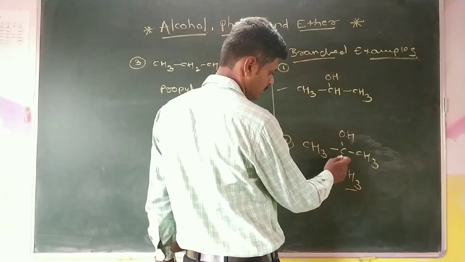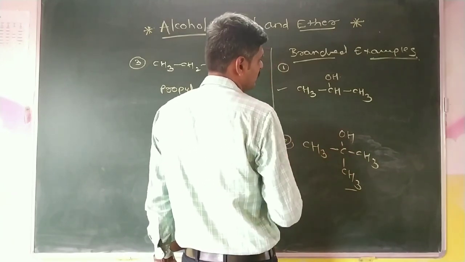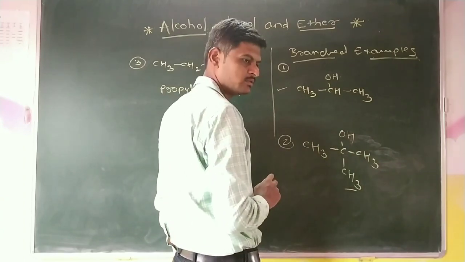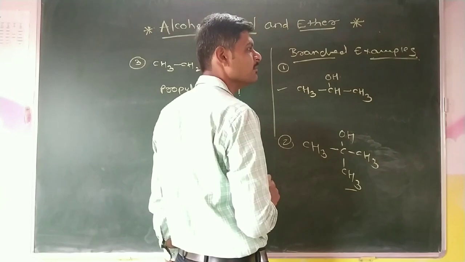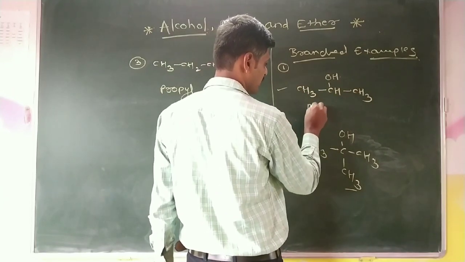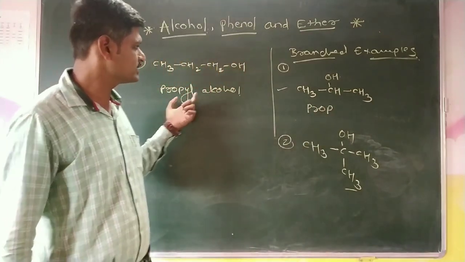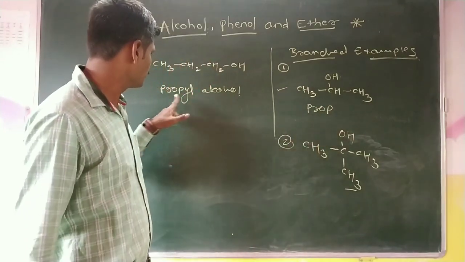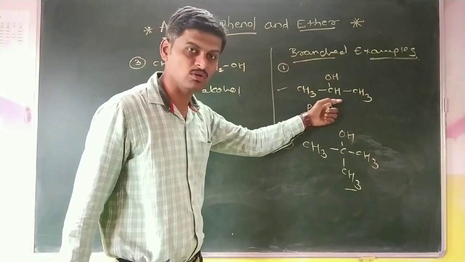Okay, 1, 2, 3. In this example, the three carbon atoms are here. Therefore, this alcohol is named as a three carbon atoms group, the name is prop. This is propyl alcohol, as it is written here. But in this example, it is not a propyl alcohol.